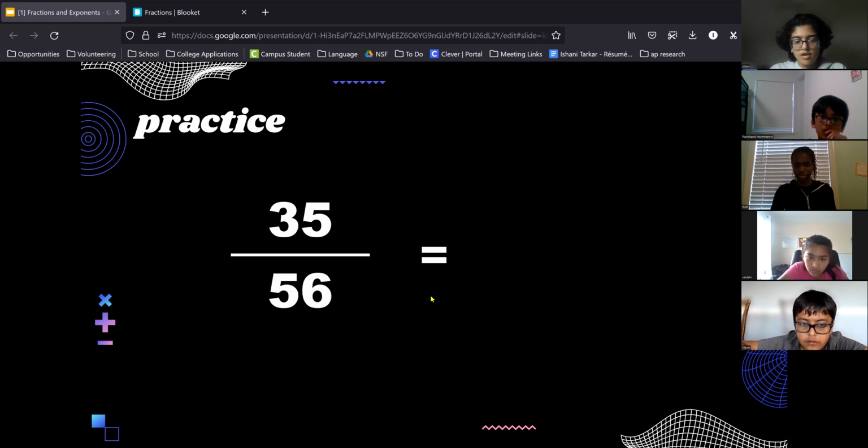Okay. We are going to do one more practice problem, just so you all are able to get it, and then we will move on to exponents. So what is 35 over 56 when we simplify?